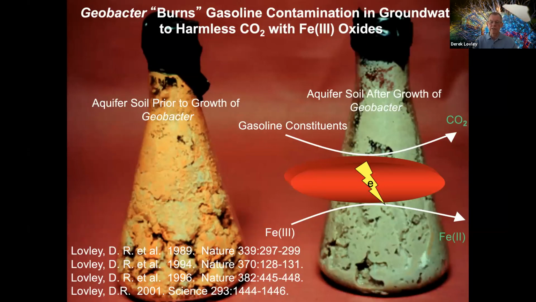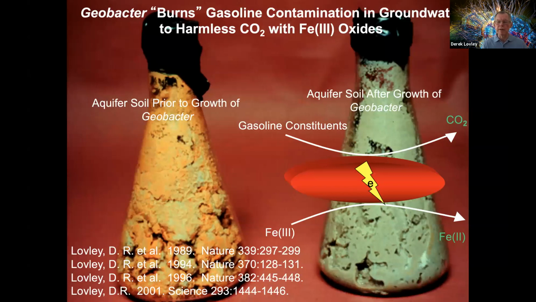This iron oxide reduction is also important in contaminated environments. This is an example from a jet fuel spill site. On the left is an uncontaminated soil. You can see again that brownish reddish color. On the right is a sediment from within a jet fuel plume.